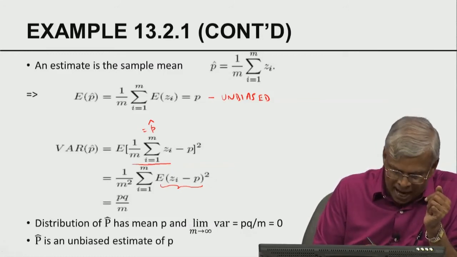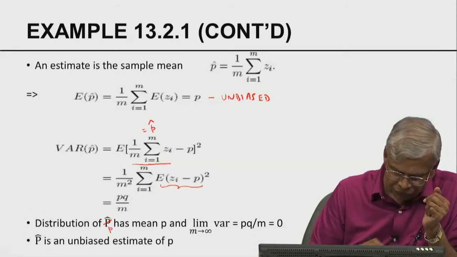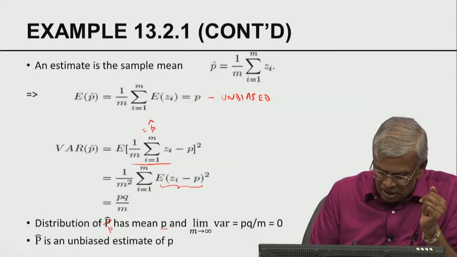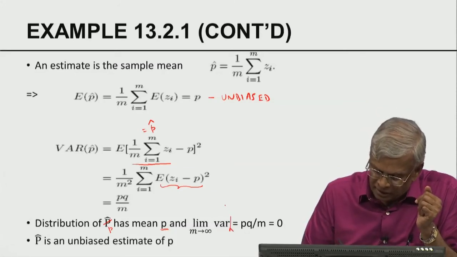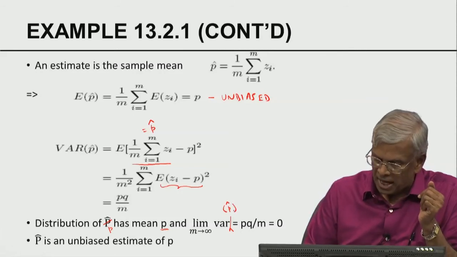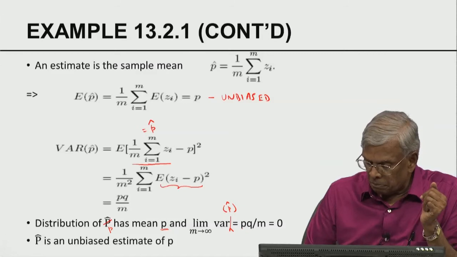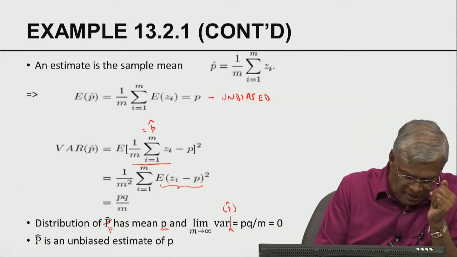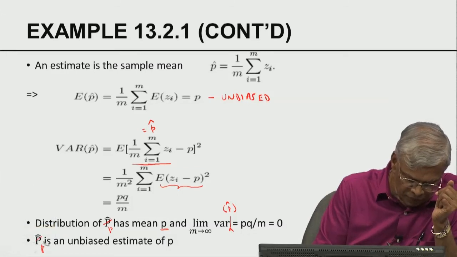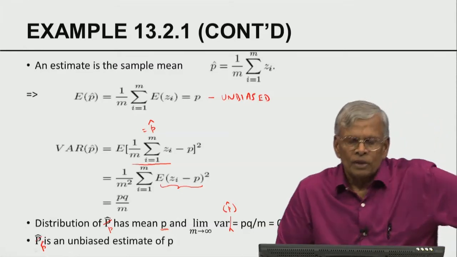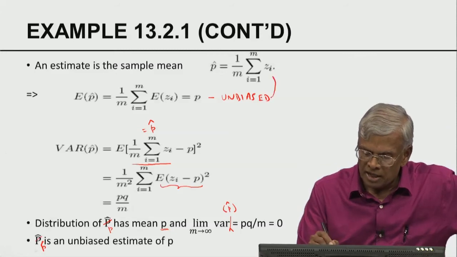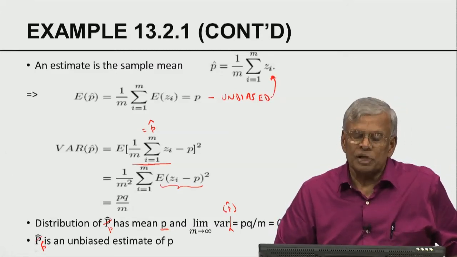Therefore the distribution of p hat has a mean p, where p is the unknown to be estimated, and the variance of p hat is equal to pq by m, which in the limit goes to 0. So p hat is called an unbiased estimate. As you can readily see, the estimate has no bias. Therefore the estimate p hat as given here is unbiased. That is an important attribute of this particular estimate.